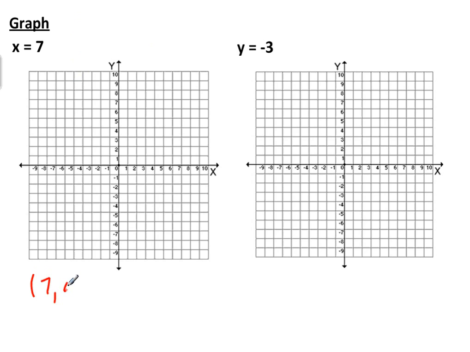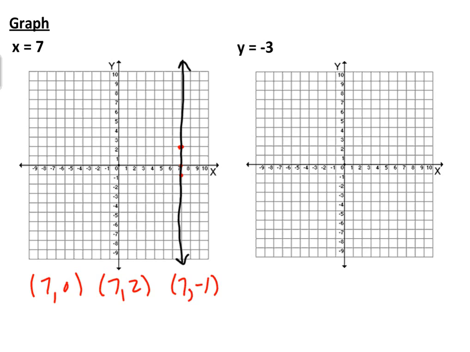7, 0, 7, 2, 7, negative 1. All of those are points on a line where x equals 7. So let's think: 7, 0, 7, 2, 7, negative 1. That's why we get a vertical line at x equals 7. Every single point on this line will have a value of x that's equal to 7.